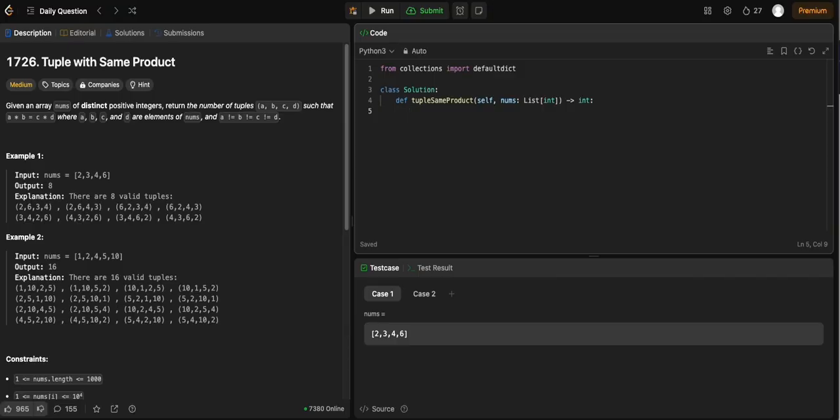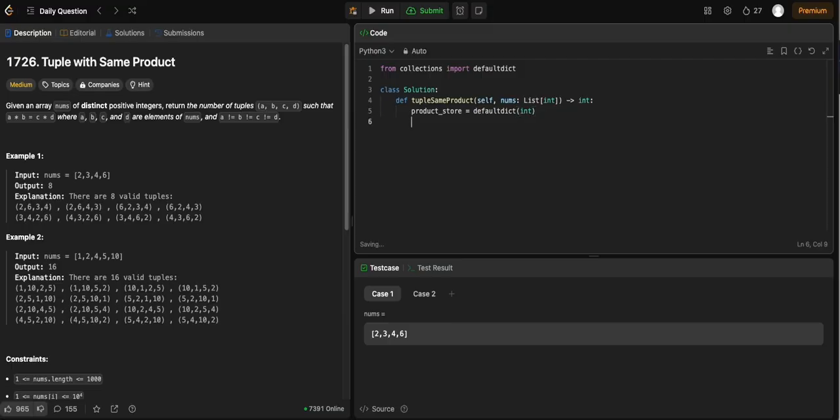So we have a product store, defaultdict int. Well, we want all the pairs to be initialized with 0. So when we see a product of 6, if it doesn't exist in the dictionary, then we still want to do the plus equals 1. We still want to increment it, right? So using defaultdict means that we don't have to initialize it as 1 basically. It's just a bit cleaner, but a dictionary would work just fine.